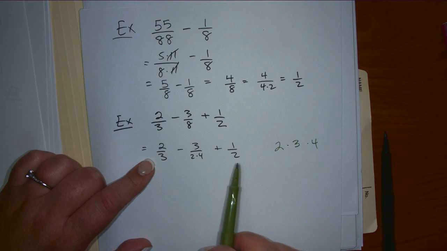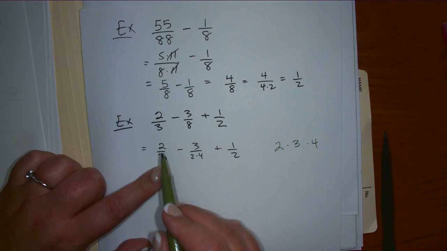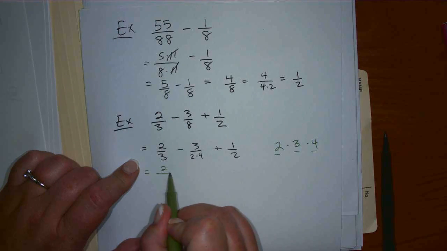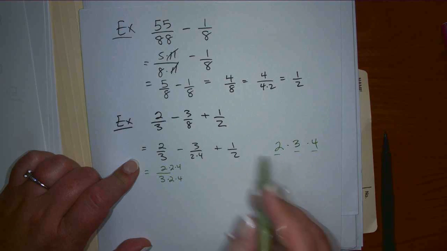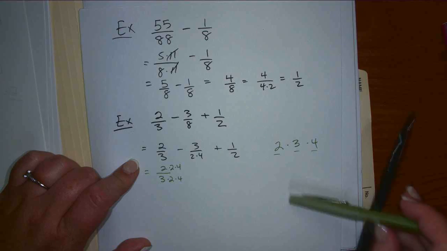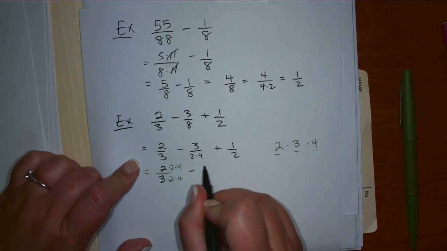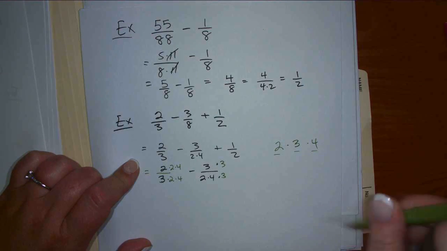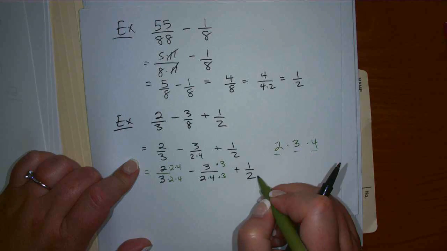A 2, but there's only one 2, so a 2, a 4, and a 3. So what would I need to make a 2, a 4, and a 3 on this first one? A 2 and a 4. So do it to the top and bottom. What we had here was a 2 over 3. The second one, we just need a 3. And the third one has a 2 already, so we need a 3 and a 4.